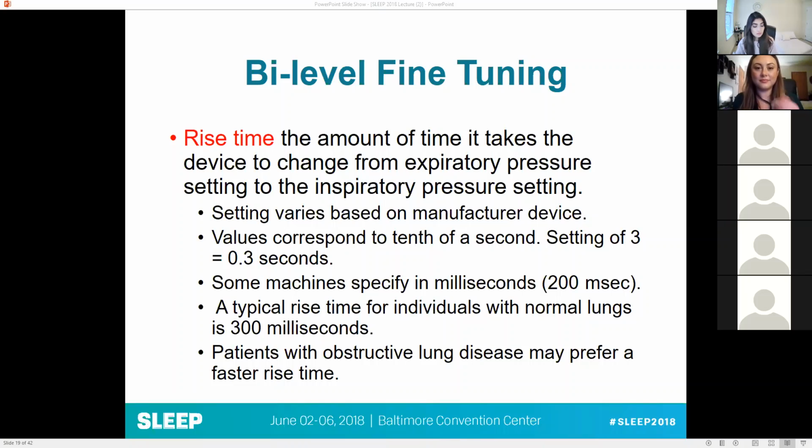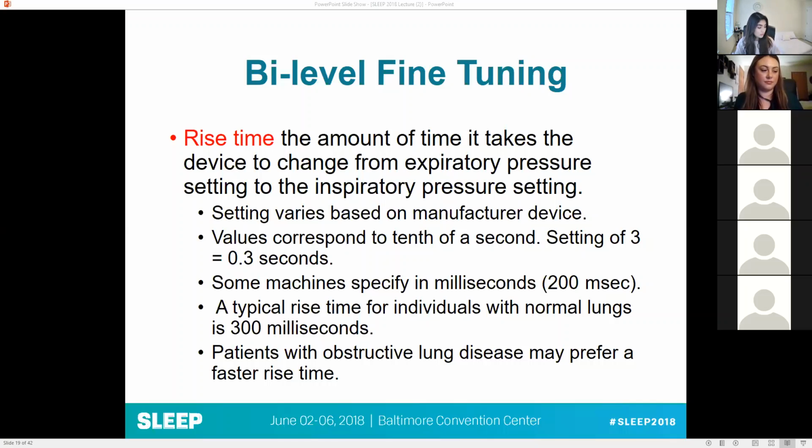The rise time is the amount of time it takes, and those of you who are familiar with invasive mechanical ventilation, a lot of these things are the same. The rise time is the amount of time it takes the device to change from the expiratory pressure to the inspiratory pressure, and this can vary based on the manufacturer, and the values really correspond to 1/10 of a second. So if you have a setting of 3, that's 0.3 seconds. Some machines will do it in milliseconds.